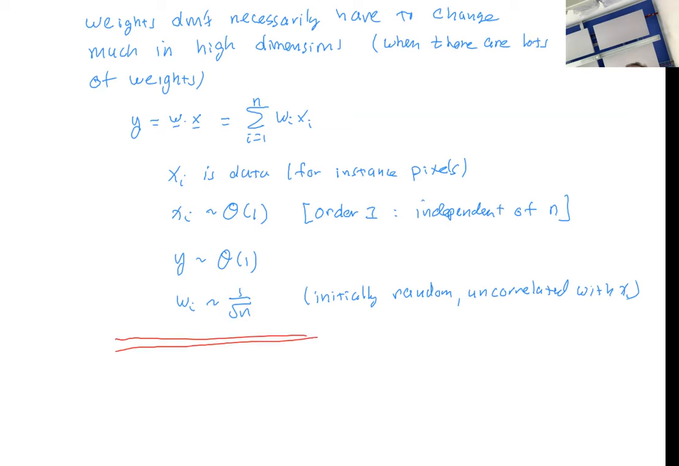So if it's random, the average value of the sum on i of wi xi, random and zero mean, equals the average value of the sum on i. In fact, wi and xi are independent. The mean equals zero, right? Because wi is zero mean.